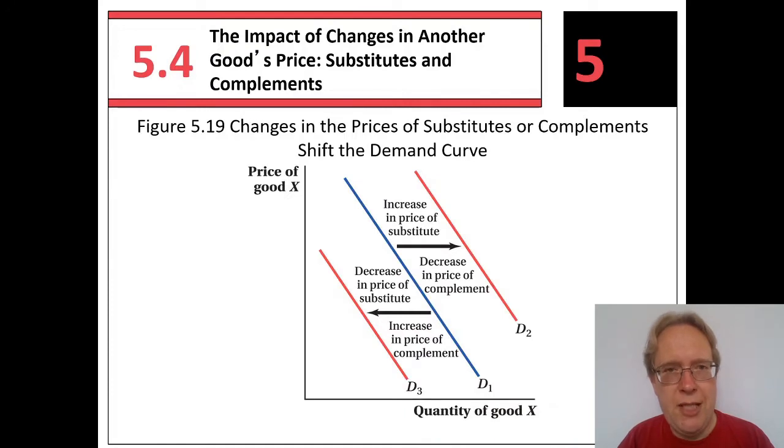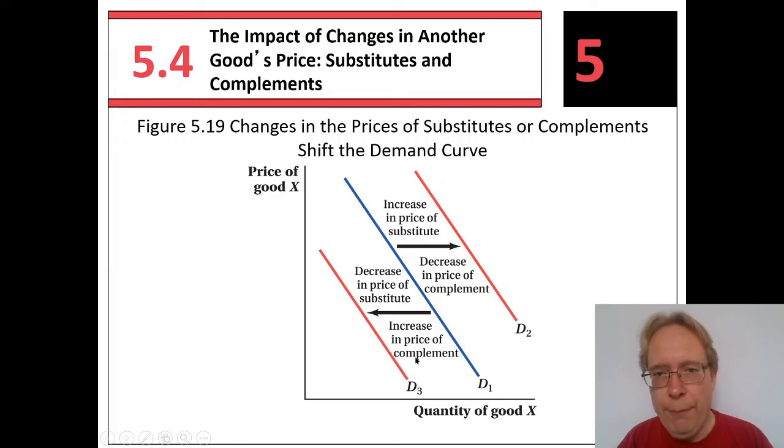So if you want to see it in a demand function graph, here it is. If this is my original demand function, then if the price of another product changes, this demand function is going to shift. How is it going to shift? Well, if the price of a substitute increases, people now want to buy more of this good, so the demand function shifts outwards.